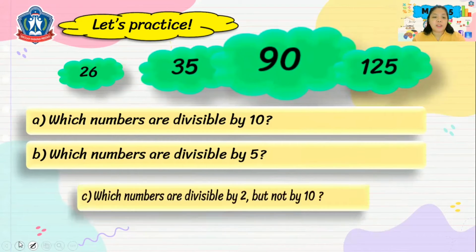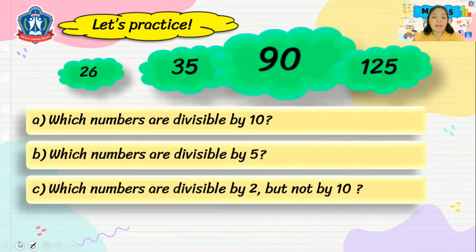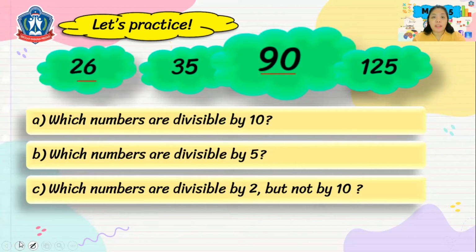How about our last question? Which numbers here are divisible by 2 but not 10? Again, divisible by 2 but not 10. Remember, a number is divisible by 2 if it is an even number. We have two even numbers here, the 26 and 90. However, we are only looking for the numbers divisible by 2 but not by 10. We have only one answer, so that is 26, because 26 is not divisible by 10, only by 2.